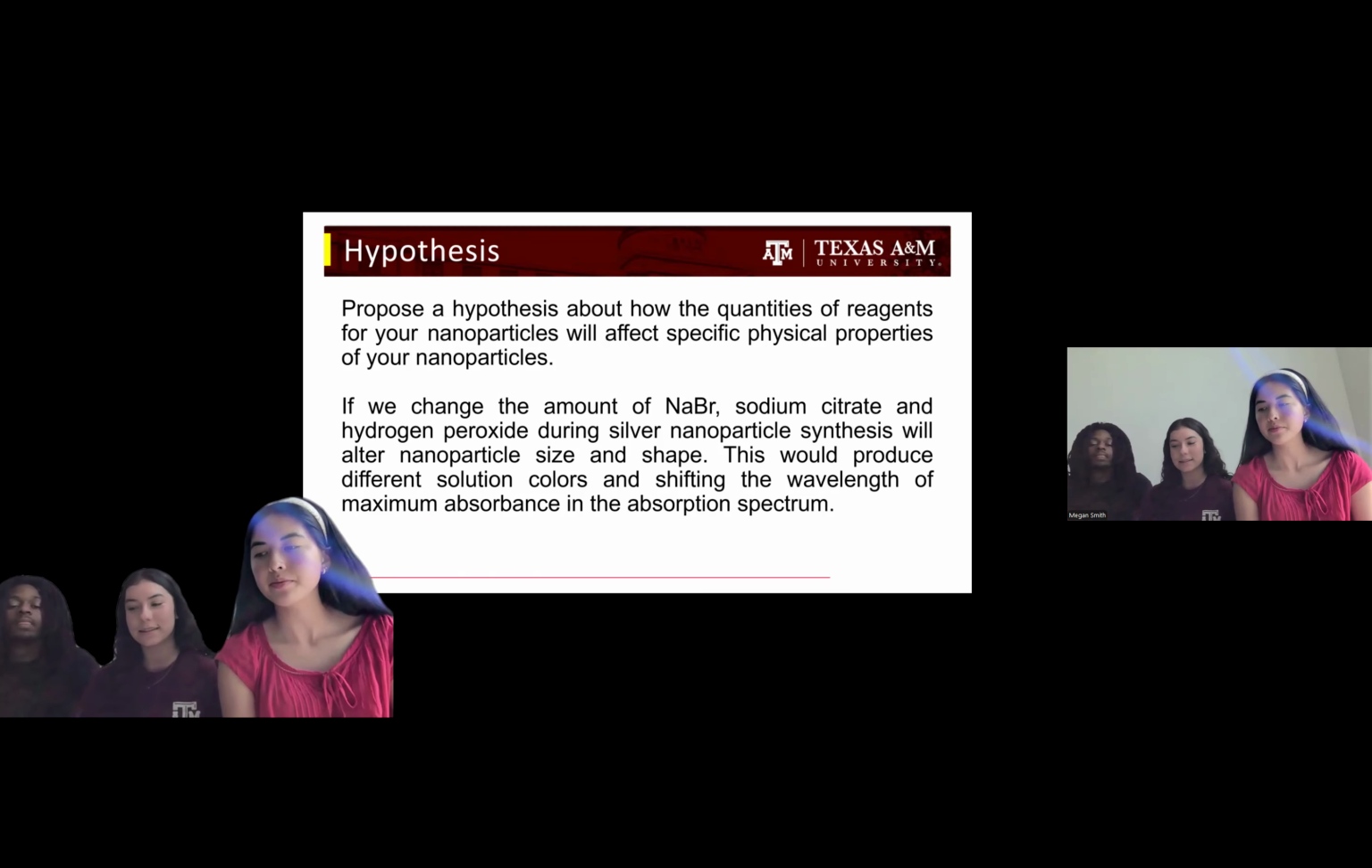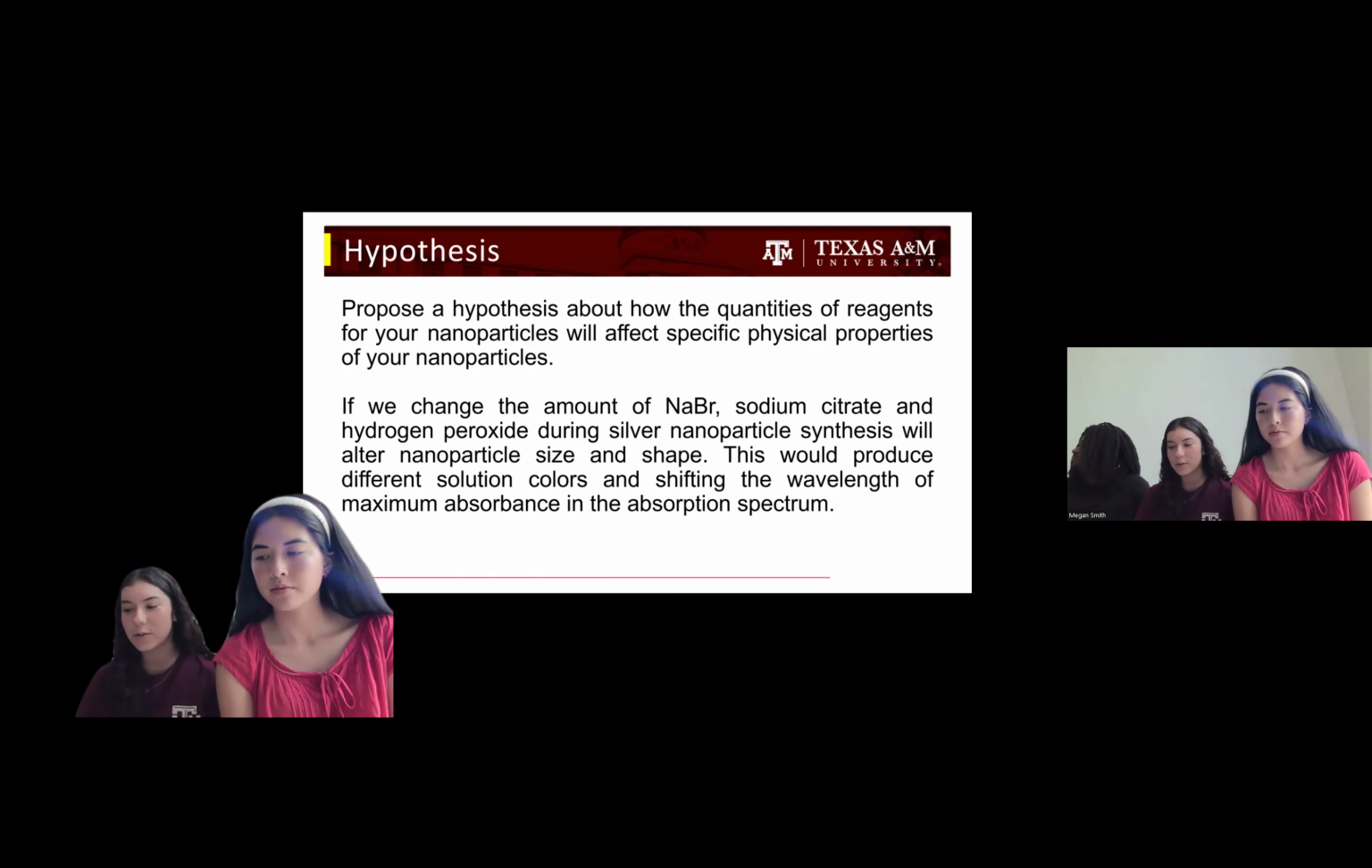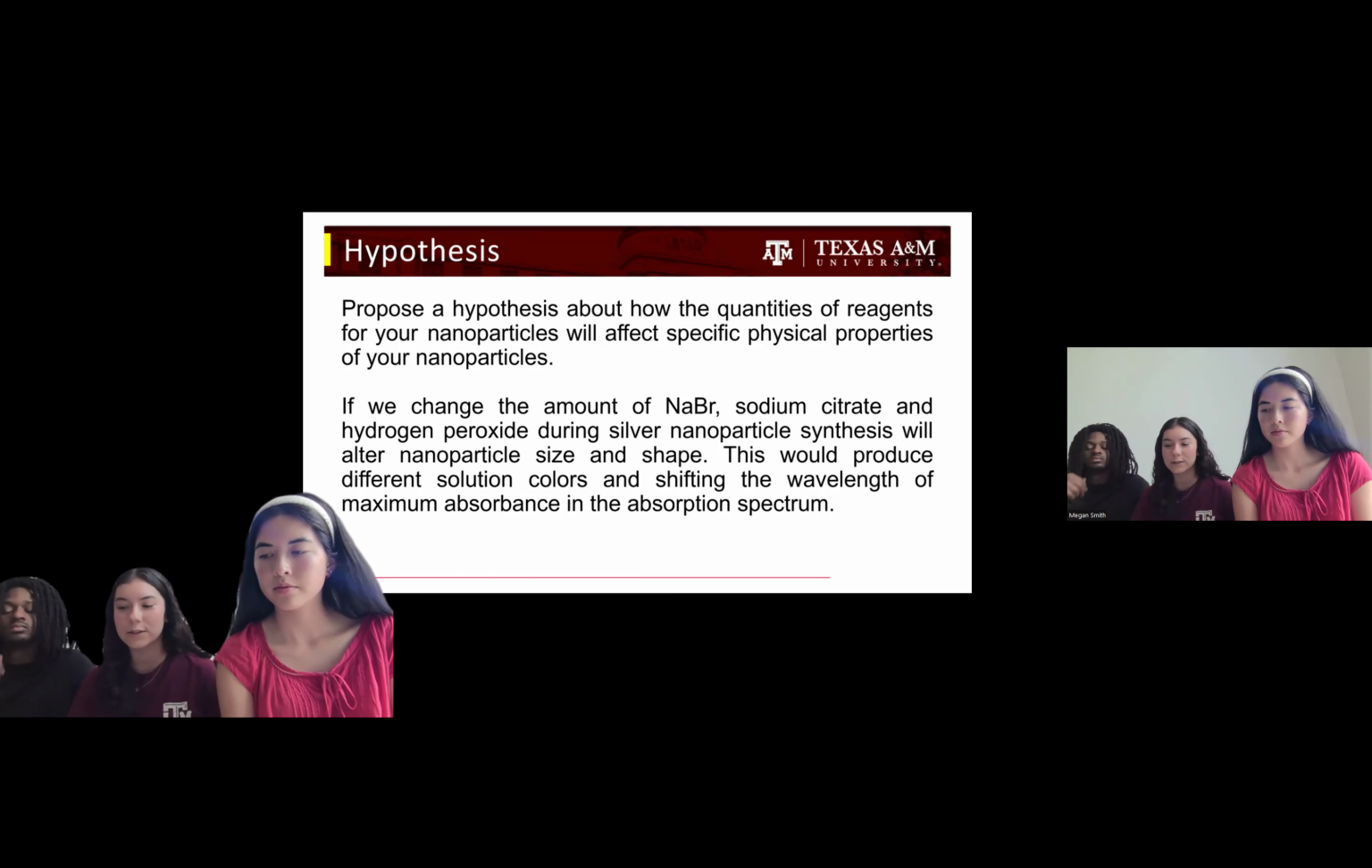Our hypothesis is that changing the amounts of sodium citrate, sodium bromide, and hydrogen peroxide will change the size and shape of the silver nanoparticles. Because nanoparticle size and shape affect their surface, we expect these changes to produce different solution colors and different wavelengths of maximum absorbance, or lambda max, in the UV-vis spectrum. If our hypothesis is correct, adjusting reagent quantities should lead to predictable shifts in color and wavelength.